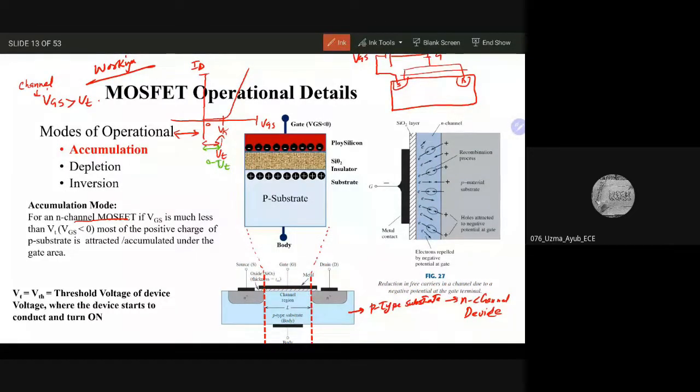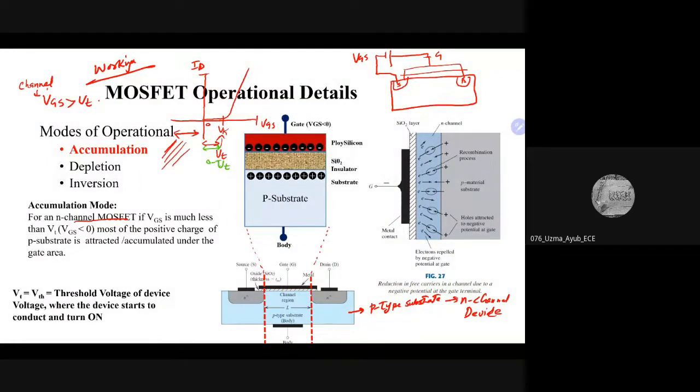Now see, if VGS is less than 0, it means this area, less than 0 means this area, then there will be no channel, and the device will not turn on. But one thing you need to understand: if VGS is less than 0, it means VGS is negative, because this is a negative region on the VI characteristics. It means that you are basically applying a negative voltage on the gate.